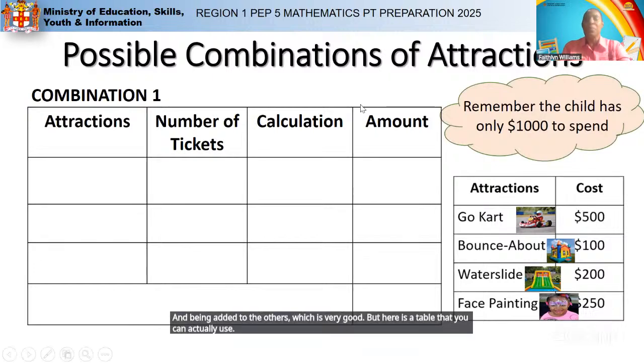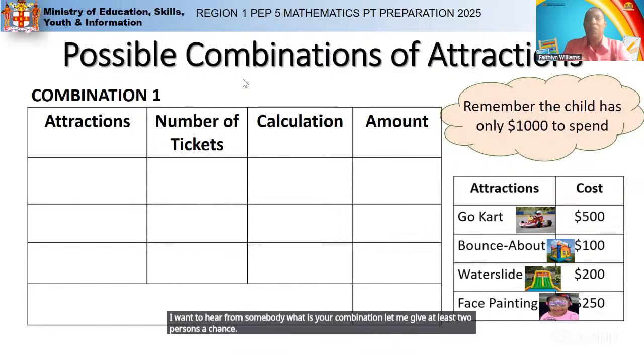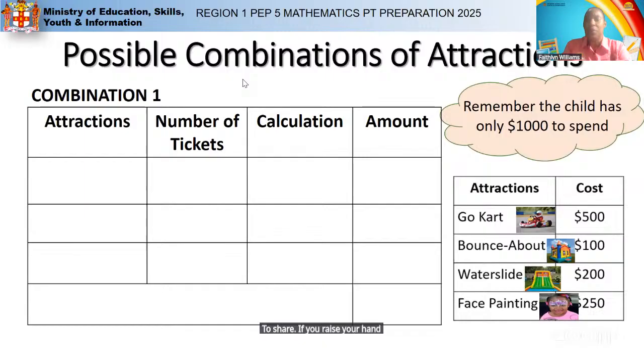So before I reveal any of my combinations here, I want to hear from somebody. What is your combination? Let me give at least 2 persons a chance to share. If you raise your hand, we will identify you. James Whittingham, say your school and go ahead. James Whittingham, you're asked to unmute.